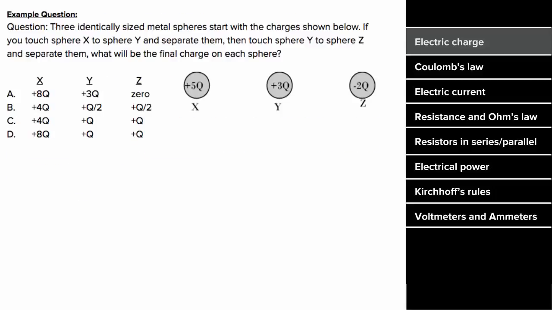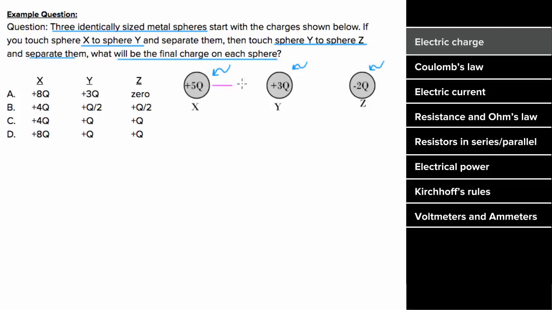So what does an example problem involving electric charge look like? Let's say 3 identically sized metal spheres start off with the charges seen below: positive 5q, positive 3q, and negative 2q. If we touch sphere x to sphere y and separate them, and then touch sphere y to sphere z and separate them, what will be the final charge on each sphere?